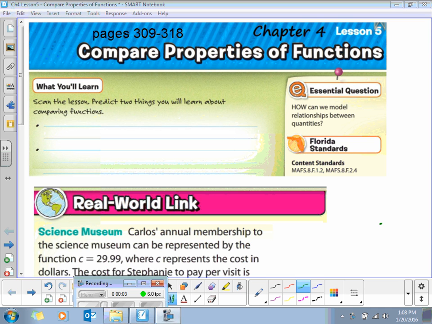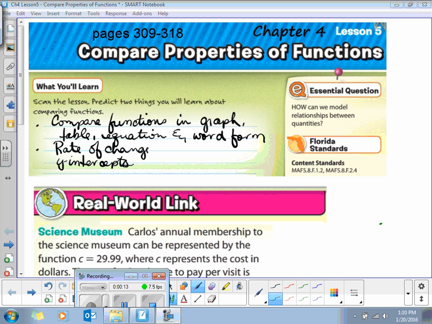Chapter 4, Lesson 5 is compare properties of functions. What kind of things are we going to learn about today? We're going to compare functions in graph, table, equation, and word form. We're going to review rate of change and y-intercept. We're going to bring back what we learned at the beginning of the school year, and we're going to use it to do these comparisons.